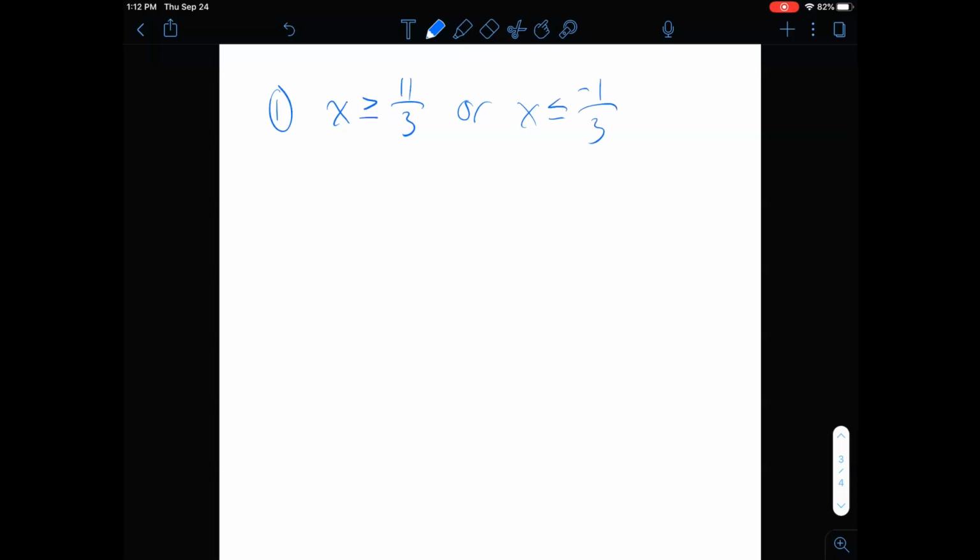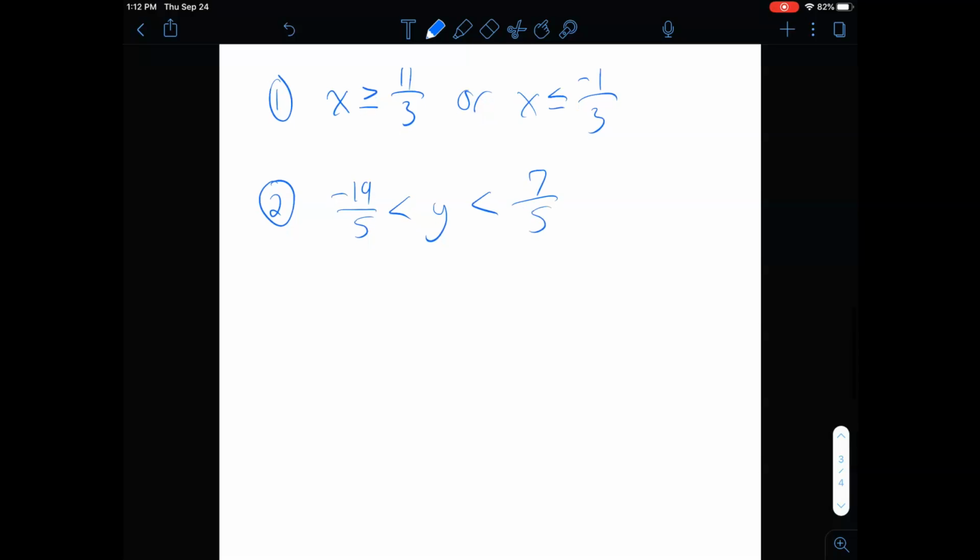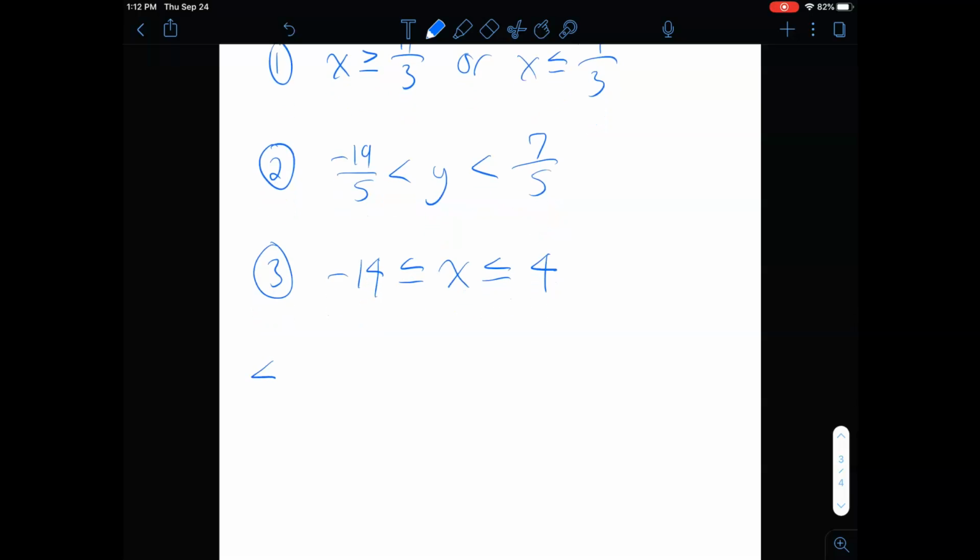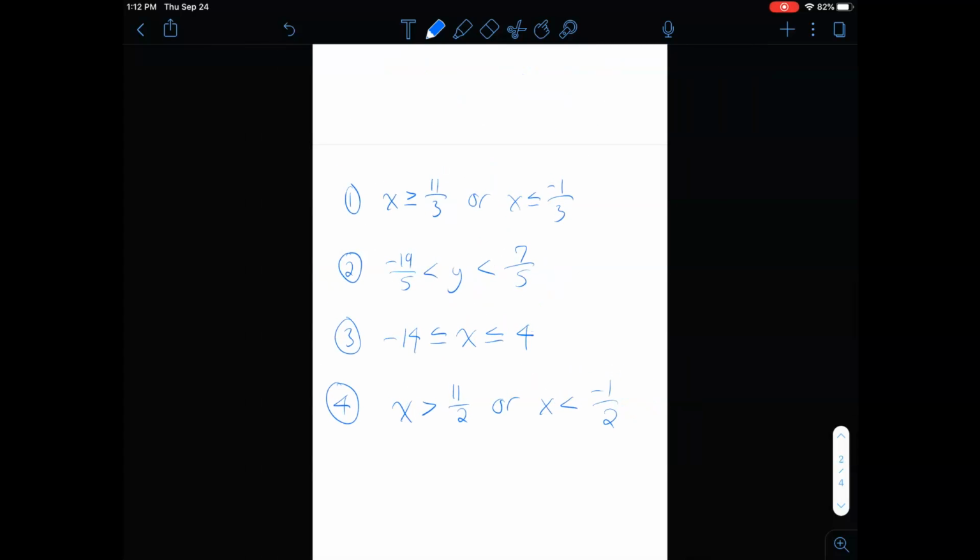I just solved them. So number 2 should have been negative 19/5 is less than y, which is less than 7/5. Number 3 should have been negative 14 is less than or equal to x, which is less than or equal to 4. And number 4 should have been x is greater than 11/2, or x is less than negative 1/2. So those should have been the answers if you were to solve those and not graph them, okay?